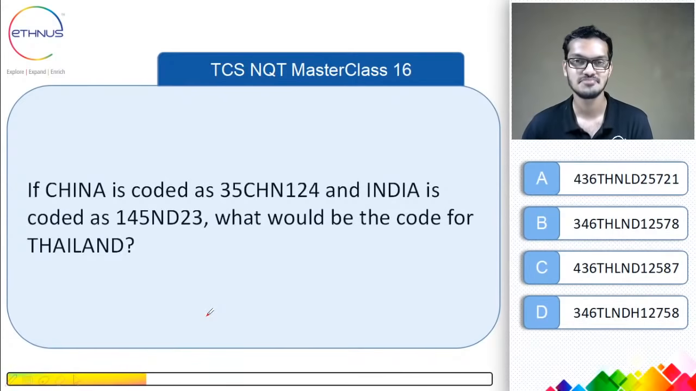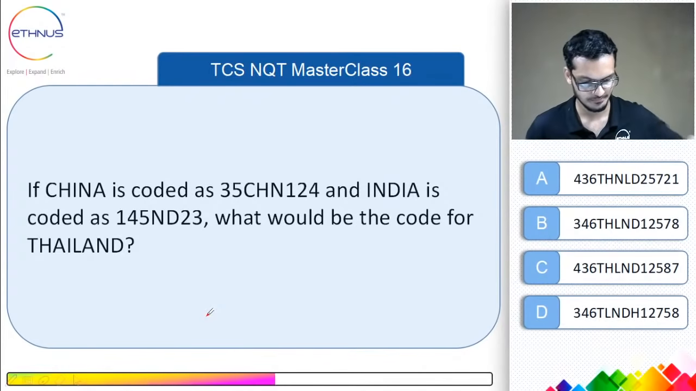So what do you think the correct answer is? If CHINA is coded as 35CHN124 and INDIA is coded as 145ND23, what would be the code for THAILAND? So what do you think is the correct answer?